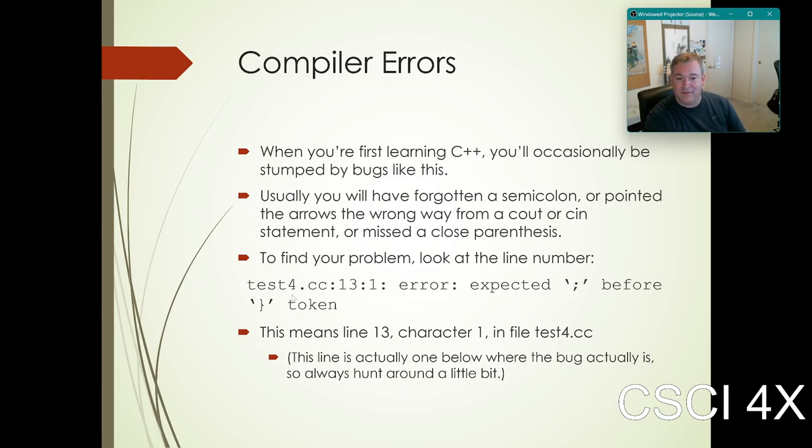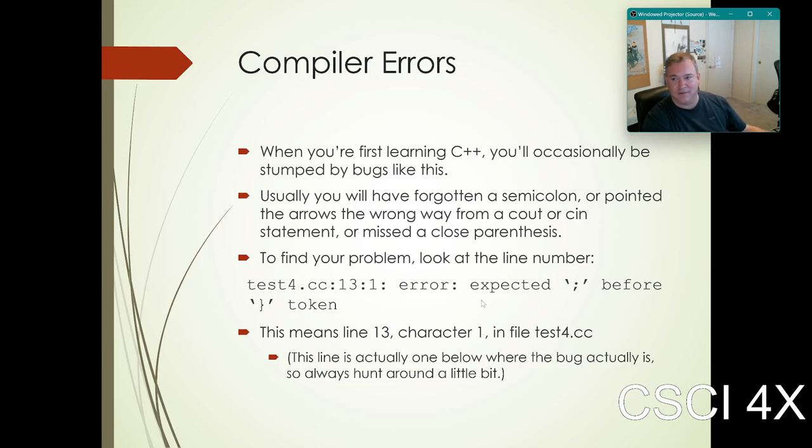So the first thing here is the file that you're compiling. There's an error in the file called test4.cc. The 13 here is the line number. That is line 13 that the compiler thinks the error is on. Now, as it turns out, it's not on line 13, but that's where the compiler thinks the error is. And then this is character 1, so the very leftmost character on line 13, there's an error. And the error that we got was we expected a semicolon before we got to a close brace.